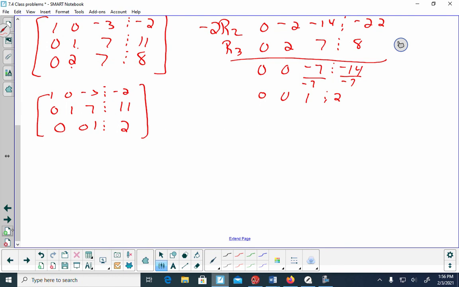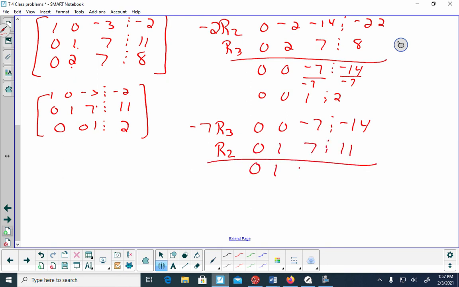So now I'm going to do row 2 and row 3, but this time I want to eliminate this z. So it looks like I'm going to multiply by negative 7 times row 3, which is what I had up here. 0, 0, negative 7, negative 14. Copying down row 2, this will be 0, 1, 7, 11. So I'm going to have 0, 1, 0, negative 3. So this is what I have, row 3. And then row 2 is good. And now I just have to fix row 1.